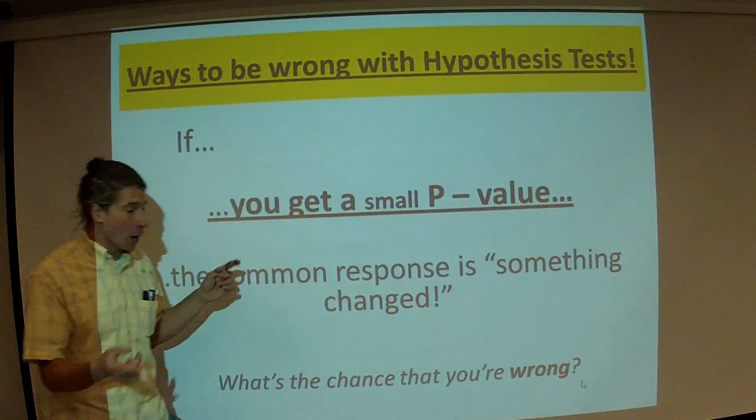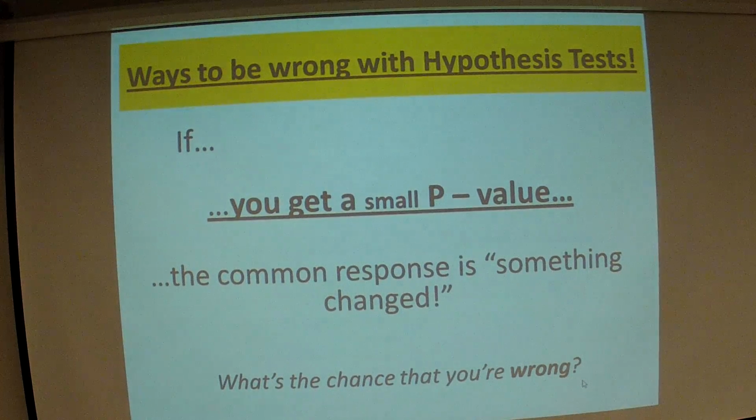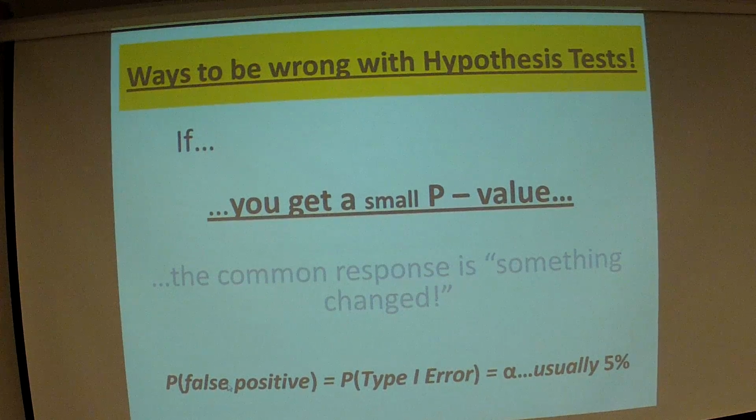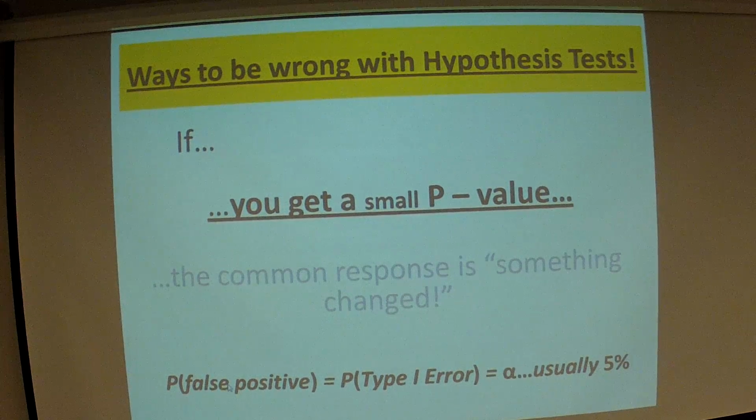We could be wrong. I want to focus on what that's called. It's called a type 1 error. Okay? It's also a false positive. We used that term back in 243, false positive. Now, it seems kind of weird. Why is it called a positive test result? Because you're saying, yes, something changed.